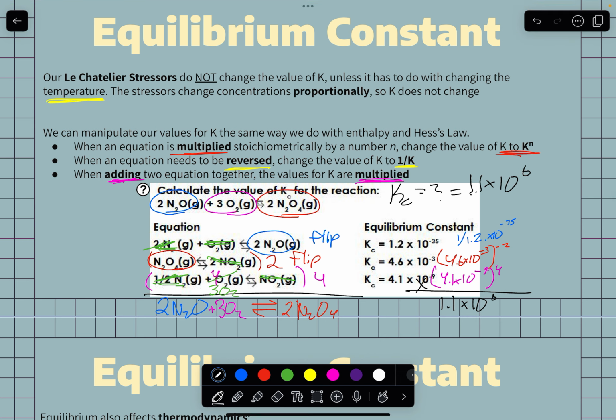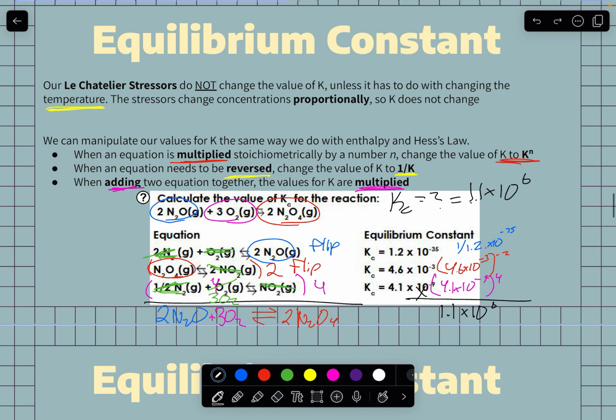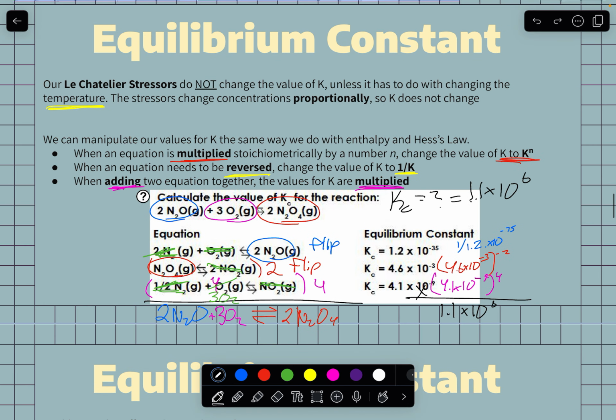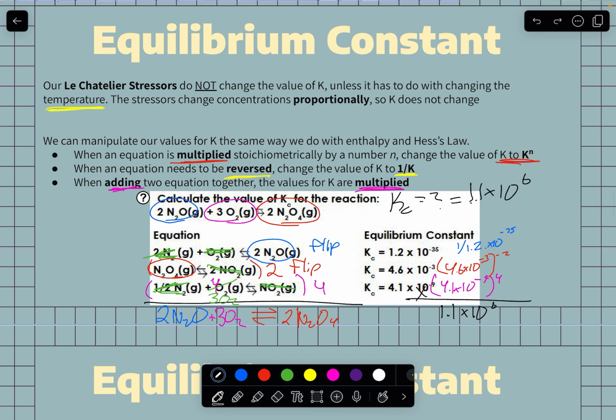Okay. This example that we just did, this is probably the hardest example you'll see regarding this. Okay. There's a lot of steps here. Everything was changed. Normally it's not that extensive. But make sure we can do it at this level so that when we see one on a test or in our practice, it'll be easy, right? Okay. So that is what we're doing with essentially Hess's law, but for equilibrium constants.